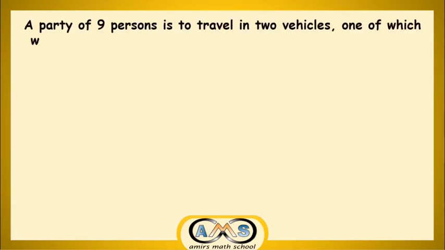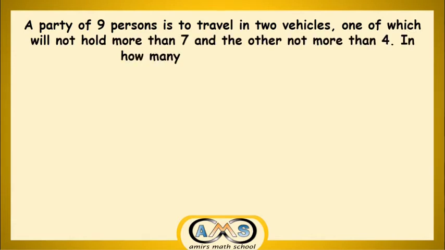To solve many types of combination problems, including this type of problem. That is, a party of 9 persons is to travel in 2 vehicles, one of which will not hold more than 7 and the other not more than 4. In how many ways can they travel?